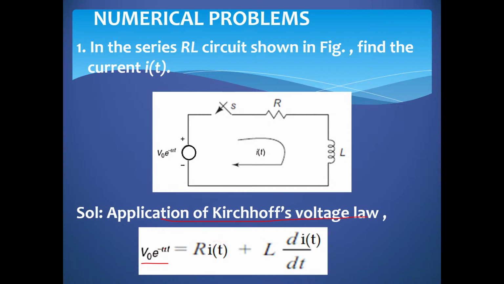V0 e power minus alpha t is equal to R into I of t plus L into di by dt. Okay, this equation we can easily write down applying KVL. So write down the KVL equation, and draw the circuit.